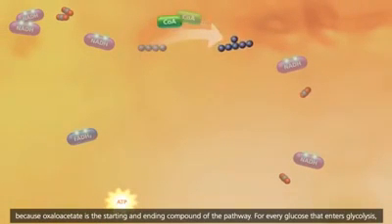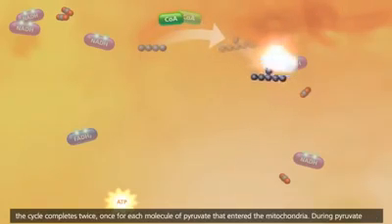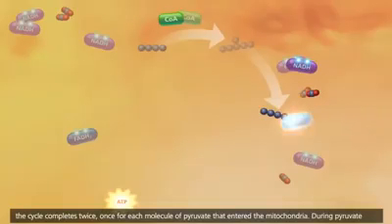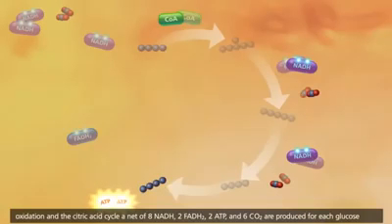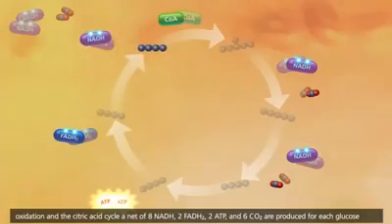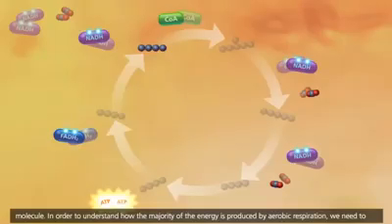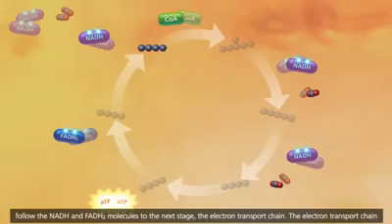For every glucose that enters glycolysis, the cycle completes twice, once for each molecule of pyruvate that entered the mitochondria. During pyruvate oxidation and the citric acid cycle, a net of 8 NADH, 2 FADH2, 2 ATP, and 6 CO2 are produced for each glucose molecule. In order to understand how the majority of the energy is produced by aerobic respiration, we need to follow the NADH and FADH2 molecules to the next stage, the electron transport chain.